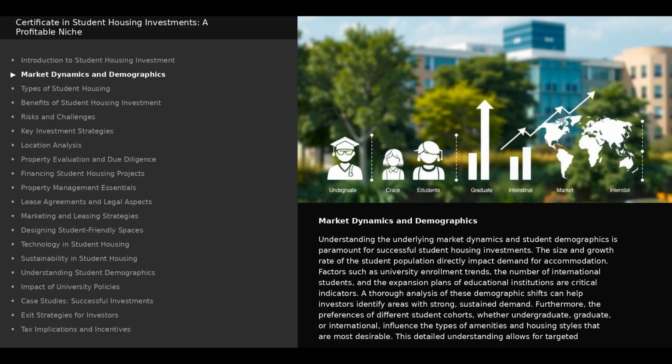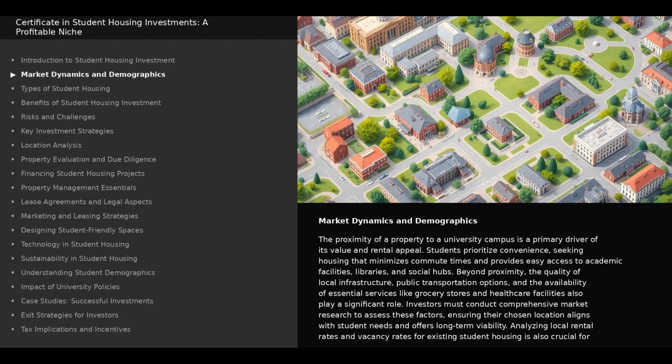Furthermore, the preferences of different student cohorts, whether undergraduate, graduate, or international, influence the types of amenities and housing styles that are most desirable. This detailed understanding allows for targeted investment strategies. The proximity of a property to a university campus is a primary driver of its value and rental appeal. Students prioritize convenience, seeking housing that minimizes commute times and provides easy access to academic facilities, libraries, and social hubs.